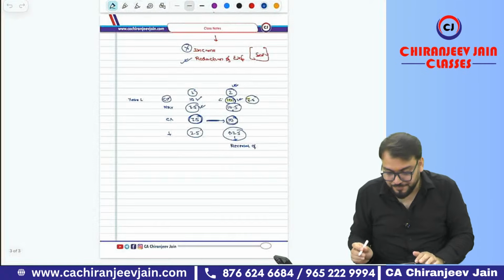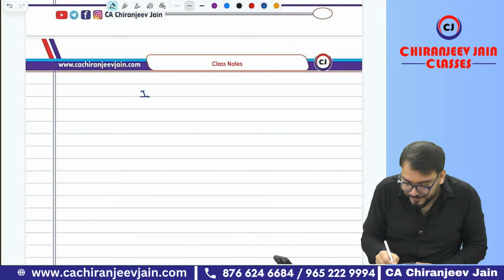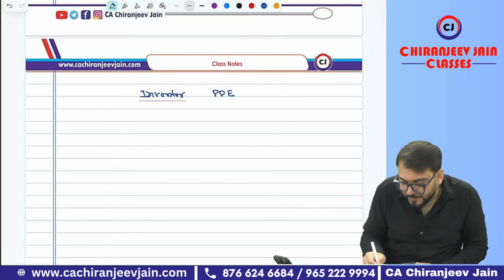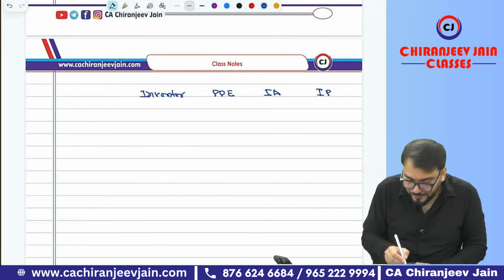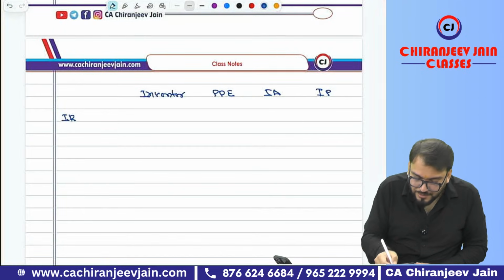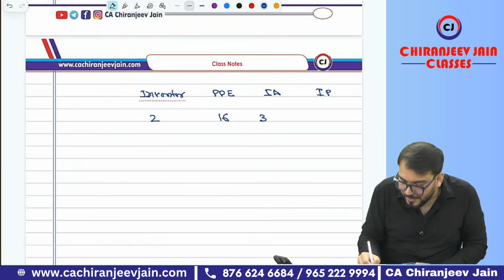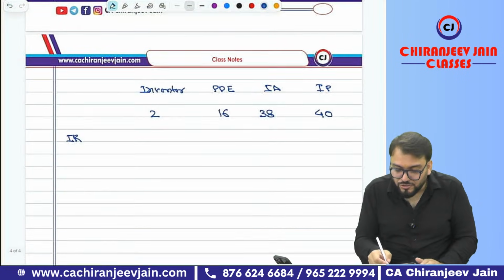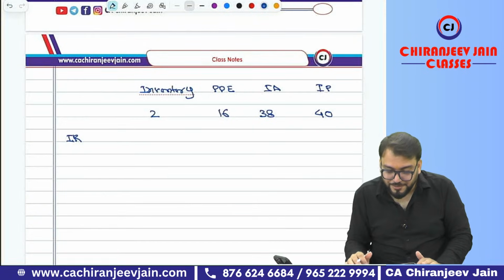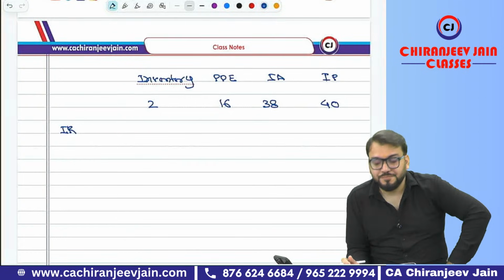Let me ask you a question. We have done inventory, then property, plant and equipment, then intangible asset, then investment property, initial recognition. As per Ind AS 2, as per Ind AS 16, as per Ind AS 38, as per Ind AS 40. Now initial recognition. My question to you all: inventory, initial recognition at what? Everyone say. Initial recognition is done at what?